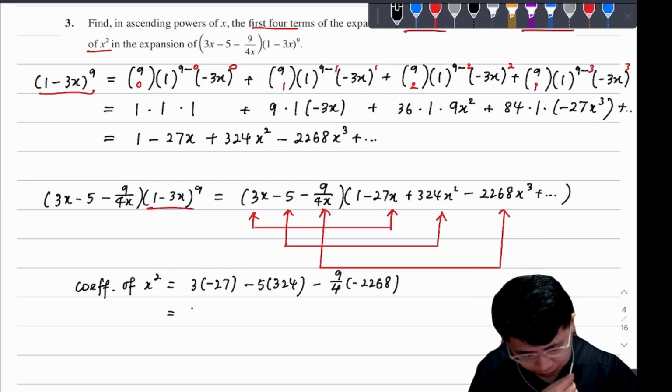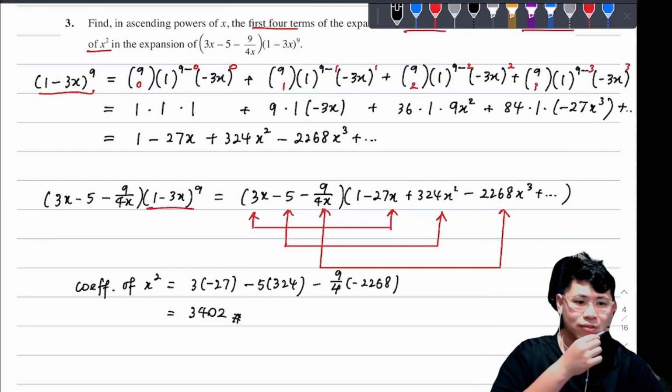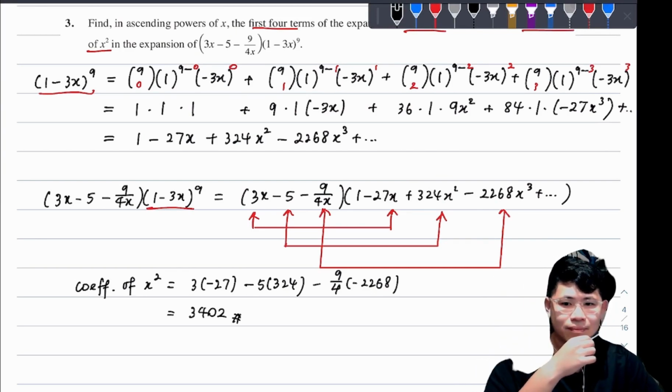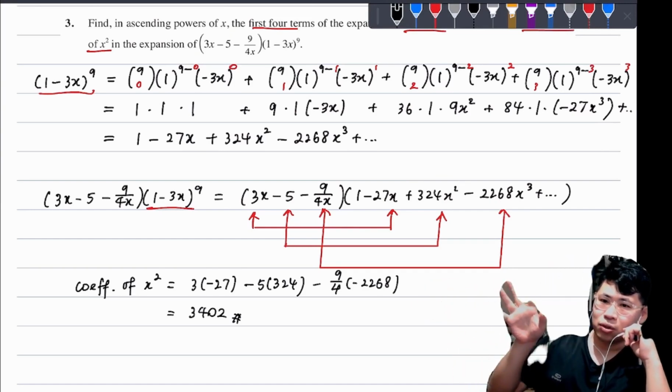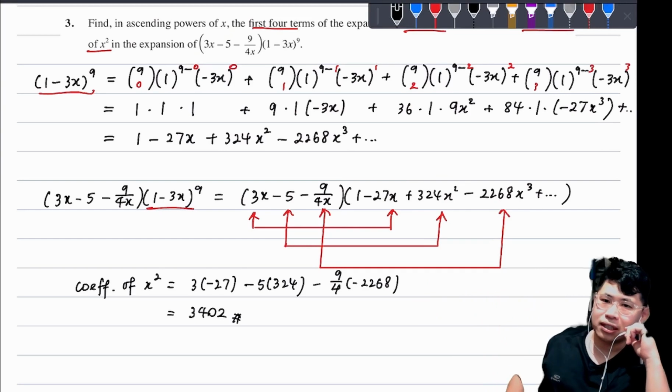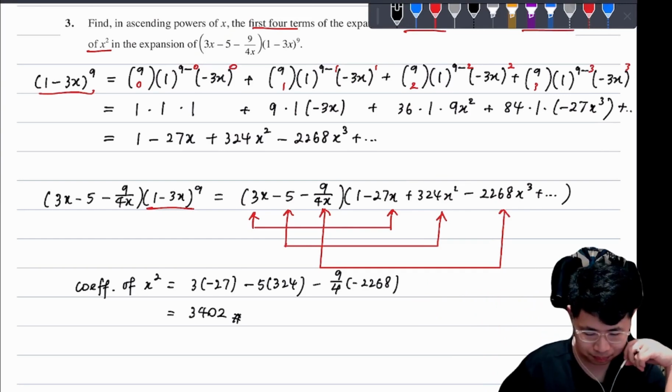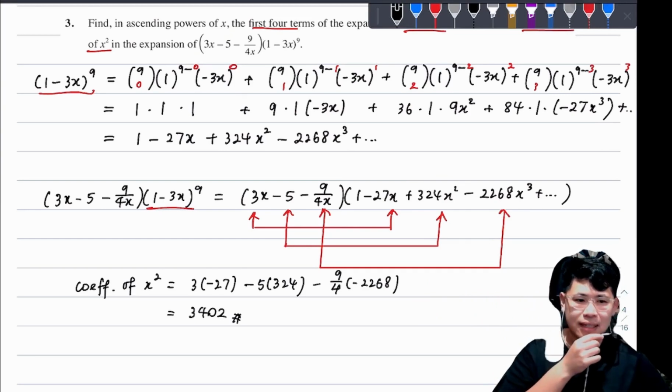So total would be 3402. Okay, so this will be our final answer. So once again, we don't need to expand everything. We just need to look at which terms will give us the x square term. Okay, so that's basically it.